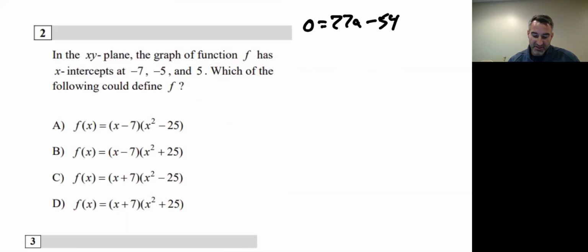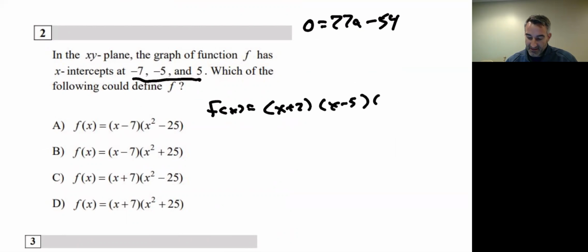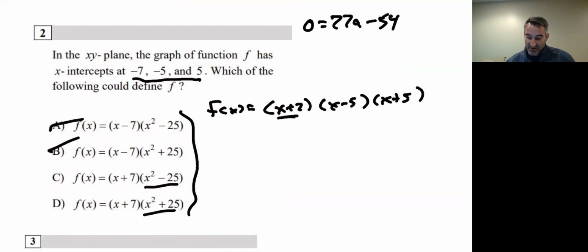So next, the function has x intercepts. What would the function be? If I know the x intercepts, then I can write x plus 7, x minus 5, x plus 5. Now that's the answer, but none of them look like that. They all have x plus 7, so it can't be A or B. But now I have this. Well, guys, just multiply that. That's algebra 1, so you've got to be able to do it.